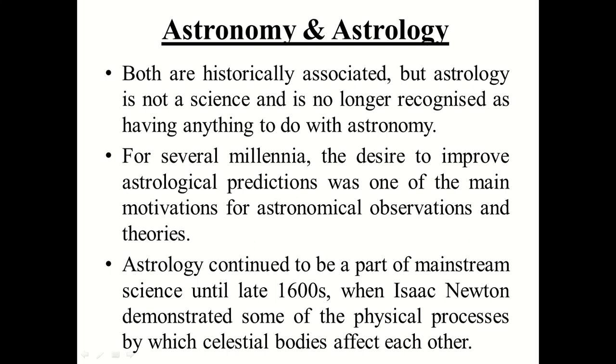Astrology continued to be a part of mainstream science until the late 1600s, when Isaac Newton demonstrated some of the physical processes by which celestial bodies affect each other. That is, from Kepler's laws of planetary motion, Newton deduced his laws of motion and laws of gravitation. Then after, astrology and astronomy were separated, and people understood that astronomy is a branch of natural science, but astrology is not a science at all.